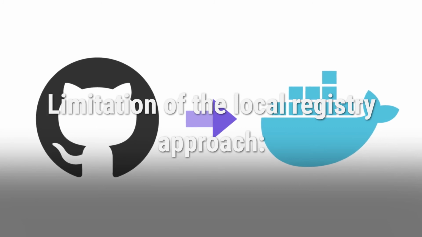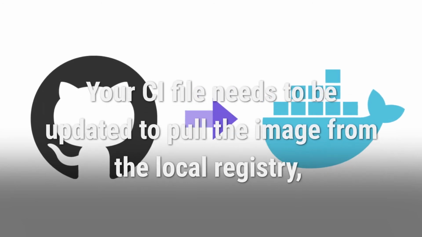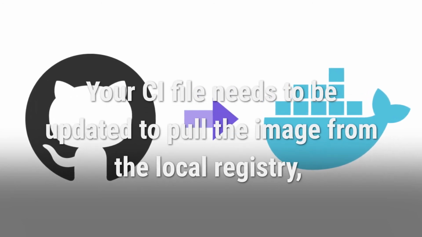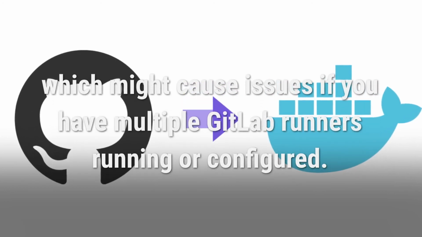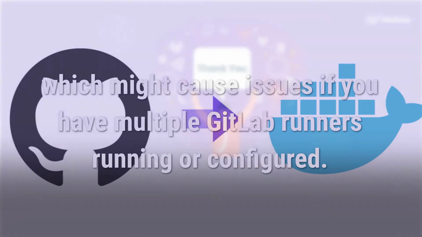Limitation of the local registry approach. Your CI file needs to be updated to pull the image from the local registry, which might cause issues if you have multiple GitLab runners running or configured.